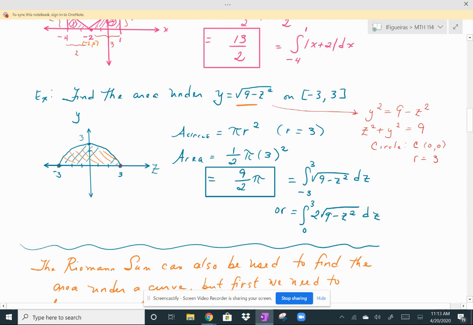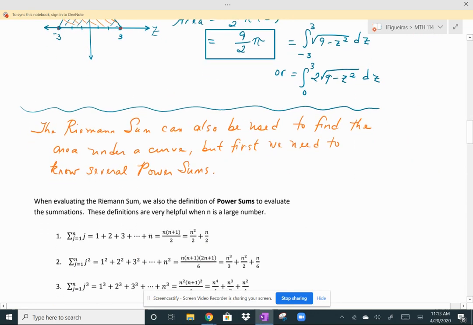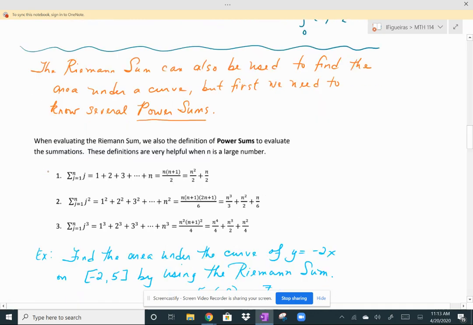We can also use the Riemann sum to compute areas under curves, as I gave the definition before. But first, in order to compute a couple of examples, we need to know something called a power sum. A power sum is basically a formula for a few typical sums. There are 3 here that I've given you. The first one says that the sum, as j goes from 1 to n of j, which we know means 1 plus 2 plus 3, all the way up to n, you start with the lower index value and you end at the upper index value.